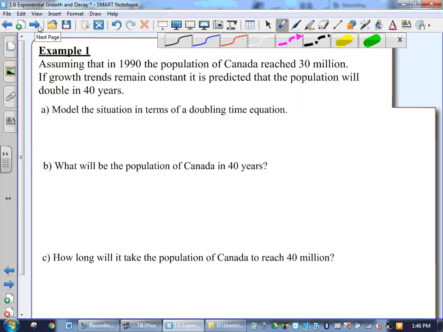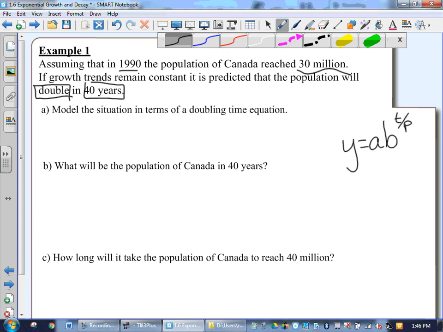So example number 1: assuming that in 1990 the population of Canada reached 30 million, if growth trends remain constant, it is predicted that the population will double in 40 years. So that should tell you 2 things. The first part says model the situation in terms of a doubling equation. So remember, I'm just going to write this on the side. It wants it as a doubling equation.